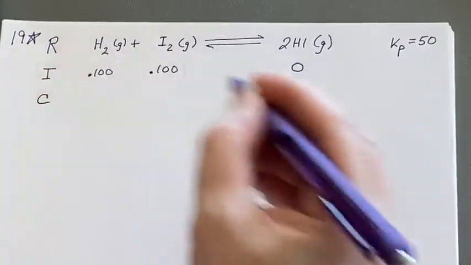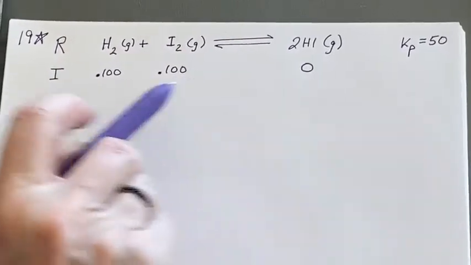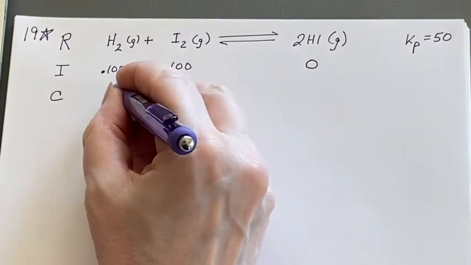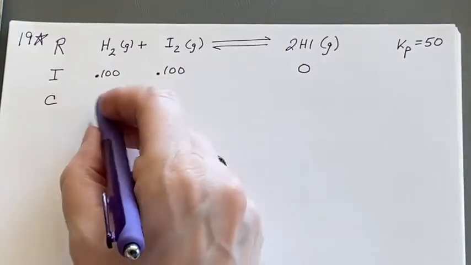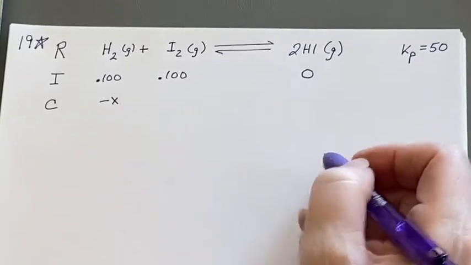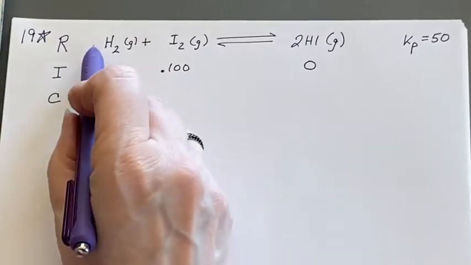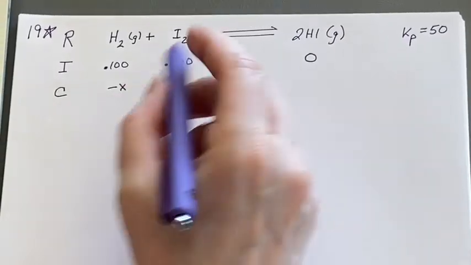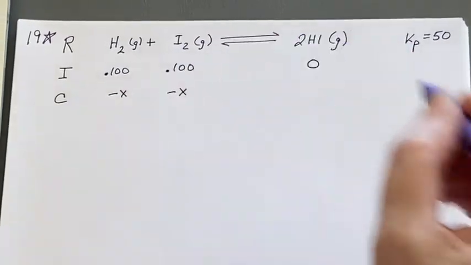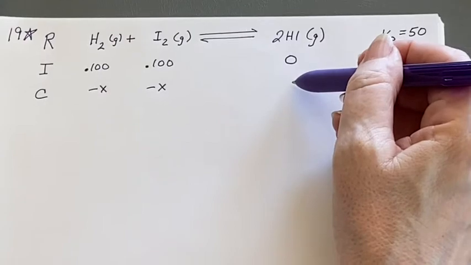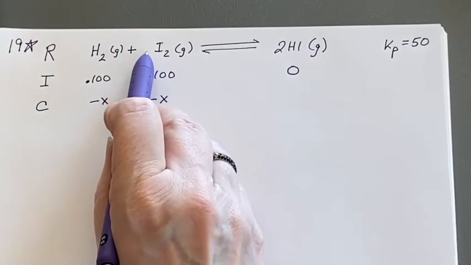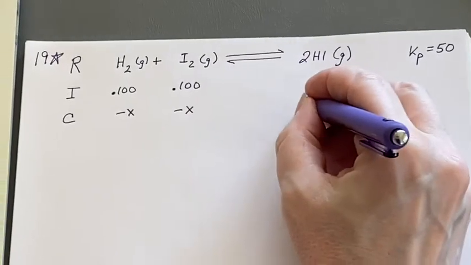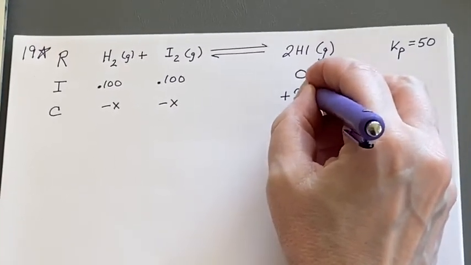Next is the change. I just got through saying it was going to have to go that way, right? So this is going to get used up. I don't know how much of it is going to get used up. That's why I'm using the x. And this is a 1-to-1 ratio, right? So if x of this gets used, x of this is going to get used. What's going to happen as a result? Well, that's a 1, so is that. But this is a 2. So this is going to increase by 2x.